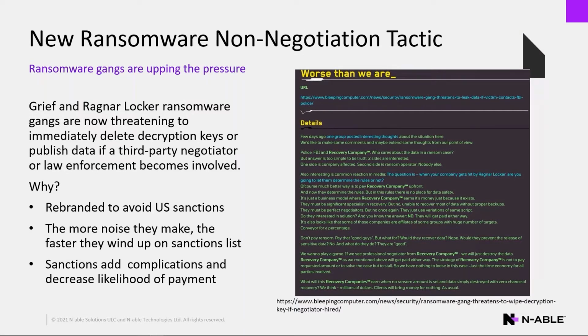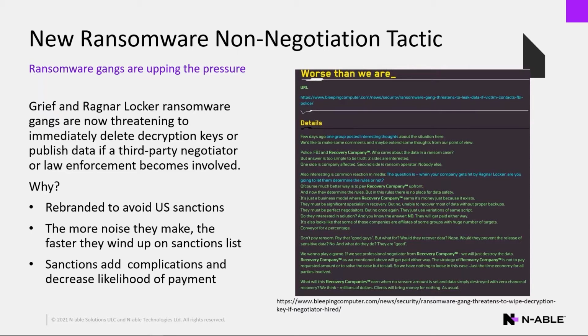There's a new ransomware non-negotiation tactic that some of the ransomware gangs are starting to pick up. They're upping the pressure, and one of the reasons why they're upping the pressure in the way that they are is because they are getting a lot more attention than what they used to. Specifically, the Grief and Ragnar Locker ransomware gangs are now threatening to immediately delete decryption keys or release data if a third-party negotiator or law enforcement are involved in the situation.